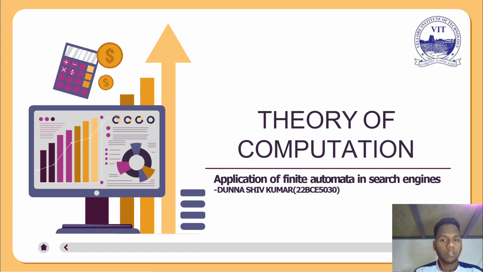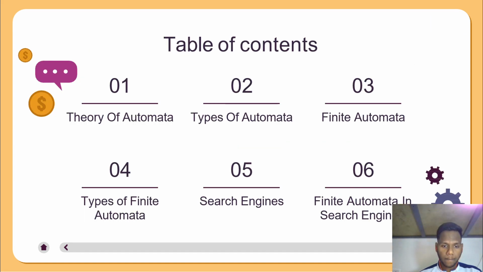And today I have chosen to talk about the topic: applications of finite automata in search engines. Through this presentation, I will be covering the following topics. The table of contents is: first, theory of automata; second, types of automata; third, finite automata; fourth, types of finite automata; fifth, search engines; and sixth, finite automata in search engines.